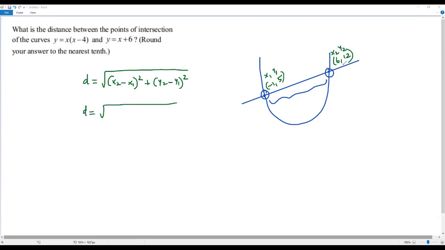The value of x2 is 6. We can plug in 6 for this x2 over here. Minus, the value of x1 is negative 1. Let me plug in the whole square. Plus, the value of y2 is 12. The value of y1 is 5, the whole square.